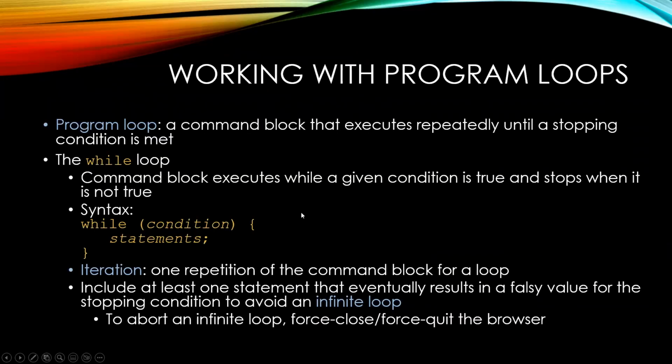A program loop is something that is going to be repeated until you decide it needs to be stopped. The while loop is going to execute as long as a condition is met. So here we have our syntax: while a condition, do certain statements. We call an iteration 1 repetition. So if I do it 4 times, it has gone through 4 iterations. And we include at least one statement that eventually results in a value in which that would stop.